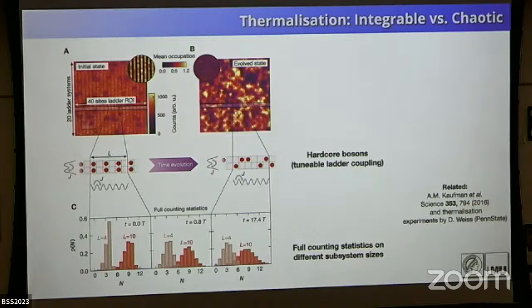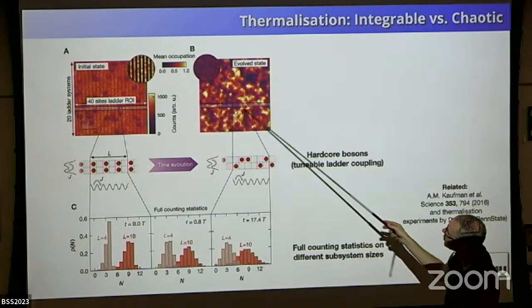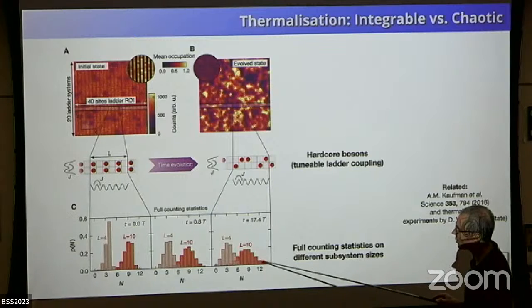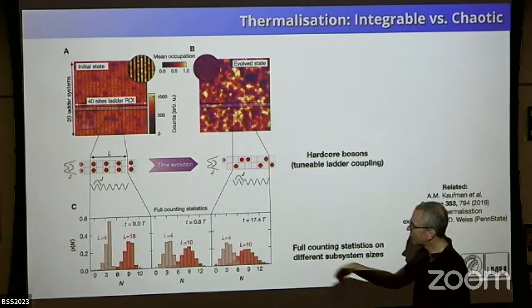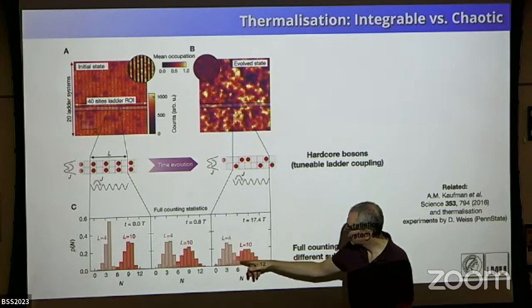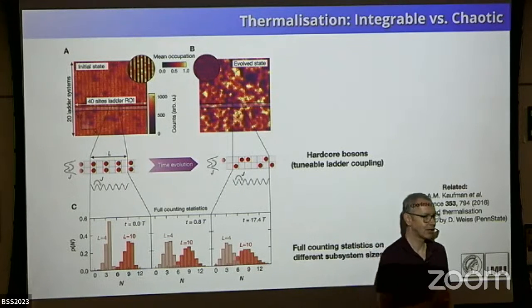We can start out with the charge density wave and then let the system evolve, and we see all these fluctuations showing up. We reconstruct where the atoms are in the lattice, and we can measure the full counting statistics for different subsystems and different evolution times. This is evolution time 18t. This would be subsystem size 4, subsystem size 10, and measuring the full counting statistics in that subsystem.